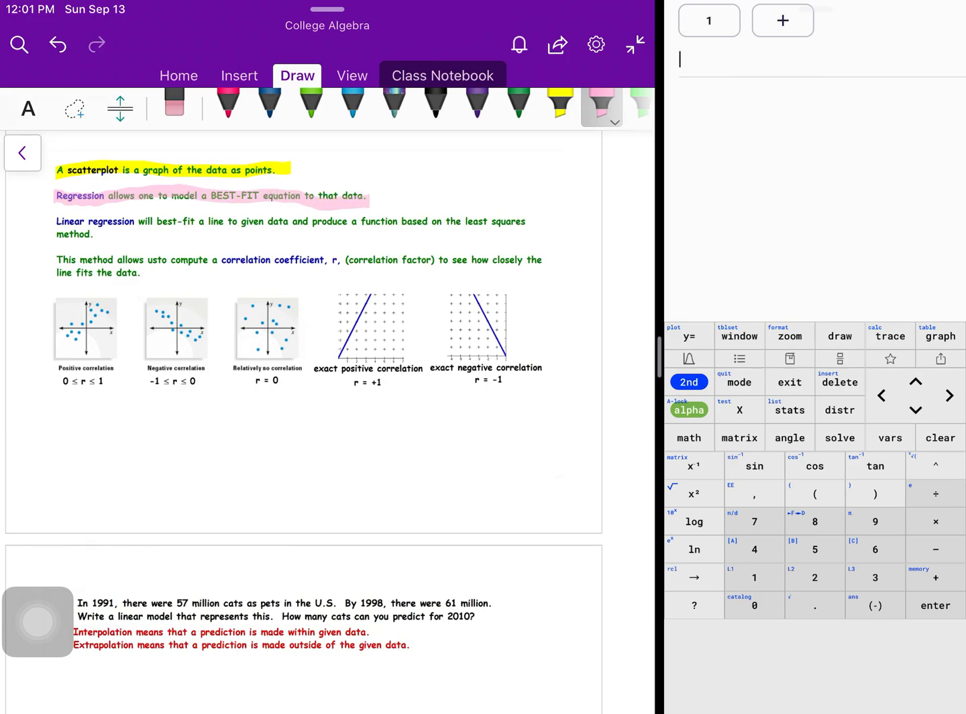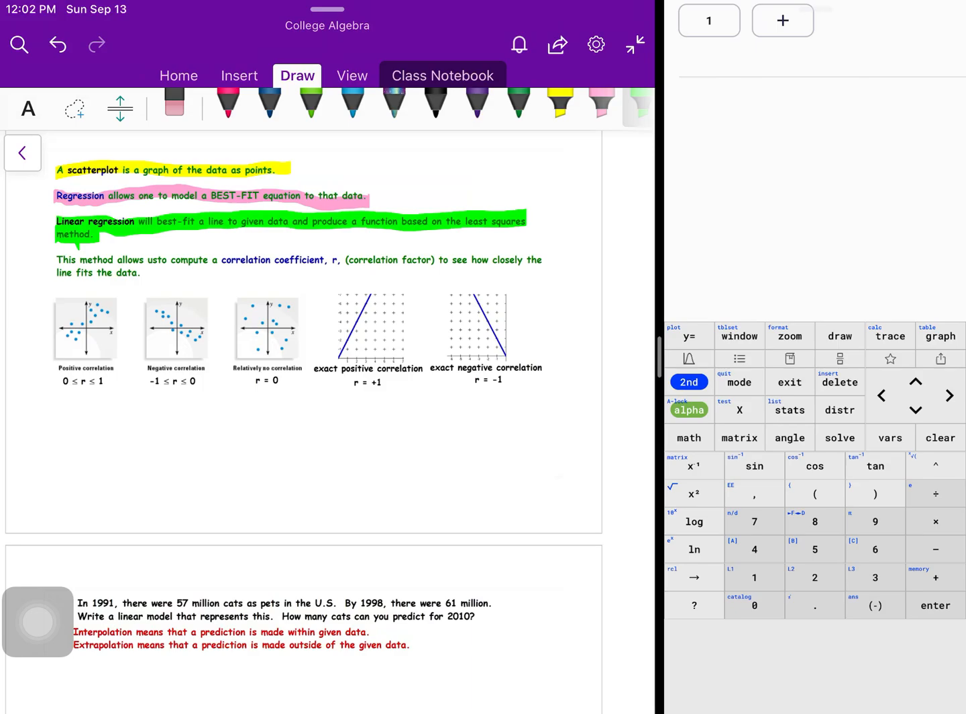Regression is a method mathematically that will find any curve. And since we are in the linear chapter, we are going to talk about linear regression. So it will find the best fit line using the least squares method.